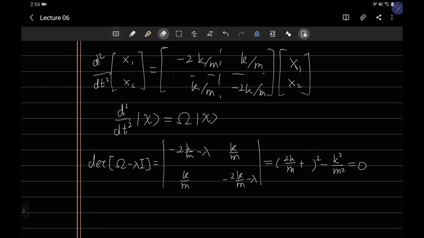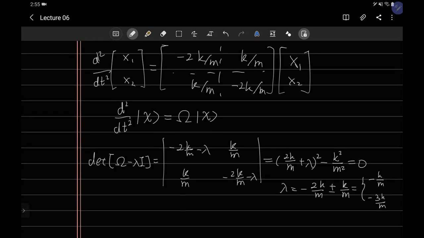Not k, but it is lambda. This is what we are trying to find. From this, we can immediately find that the solution will be lambda equals minus 2k over m plus or minus k over m. So the eigenvalue of this problem is either the upper combination, which is minus k over m, or the lower combination, which is minus 3 times k over m. So these are the two eigenvalues.